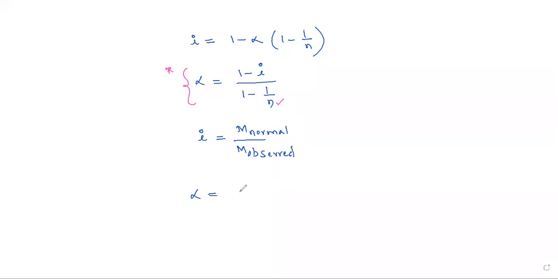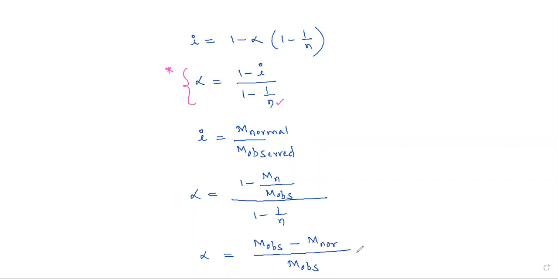Substituting this, we get 1 minus M normal by M observed by 1 minus 1 by n. Or finally, it can be written as M observed minus M normal by M observed into n by n minus 1, right? So this is the final expression for alpha. Okay. So these two are very important.